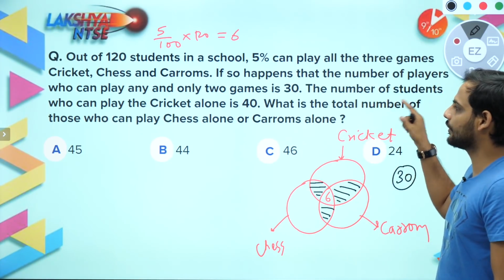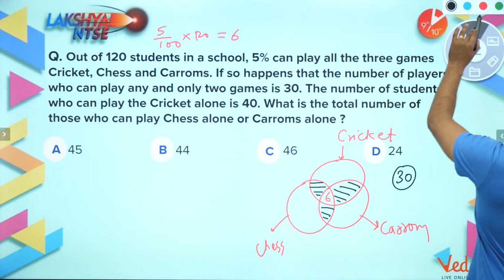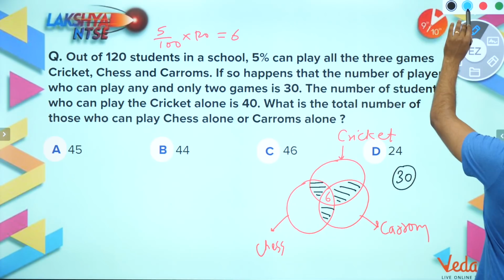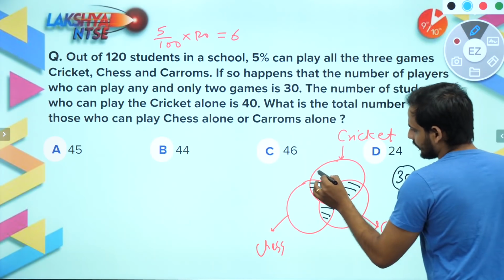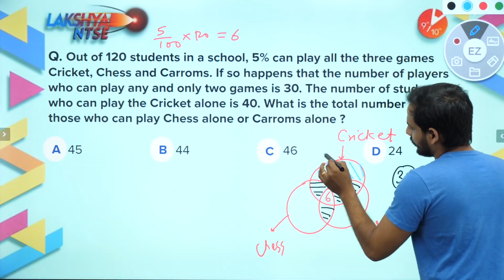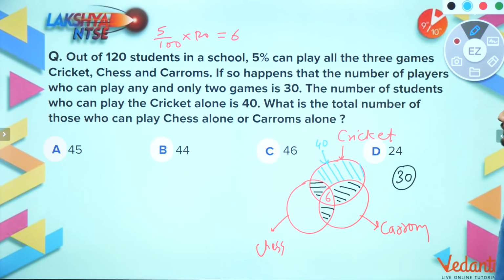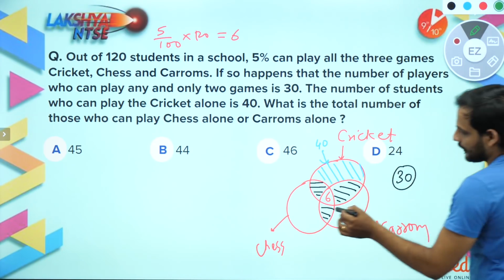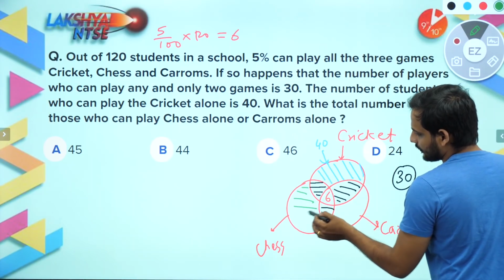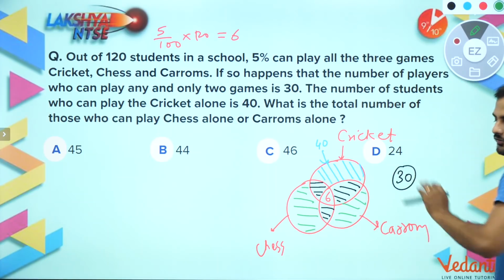Then they are saying the number of students who can play cricket alone is 40. That means these many students here who can play only cricket are 40. So now they are asking who can play chess alone or carom alone. That means they are asking how many students are present in this part and in this part. Total how many students are present there.